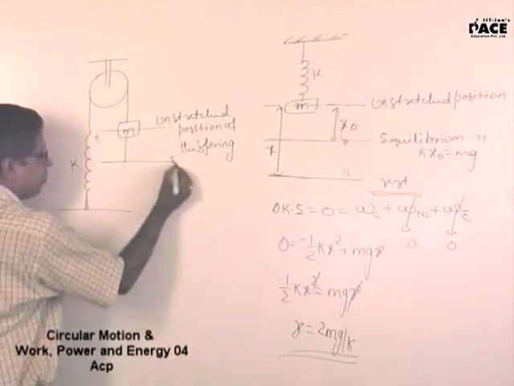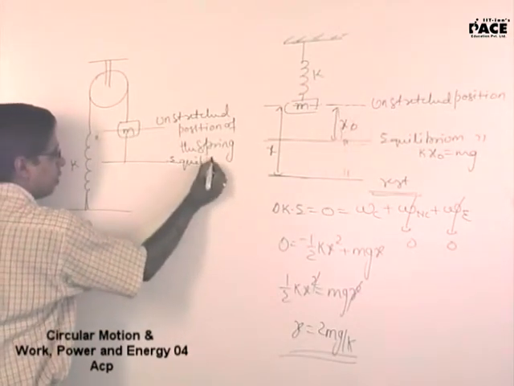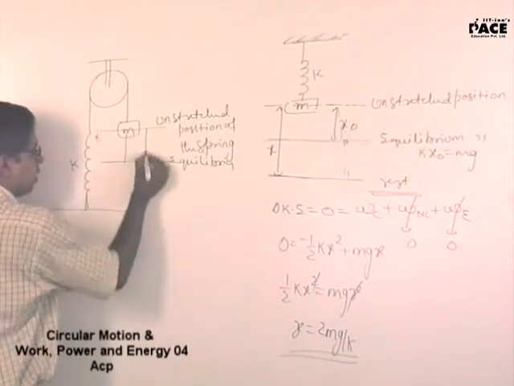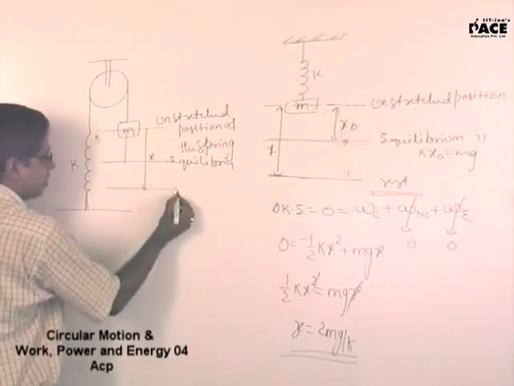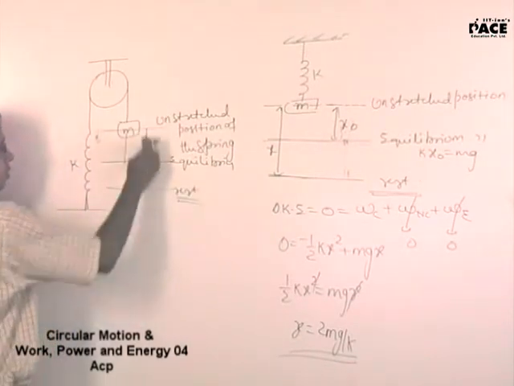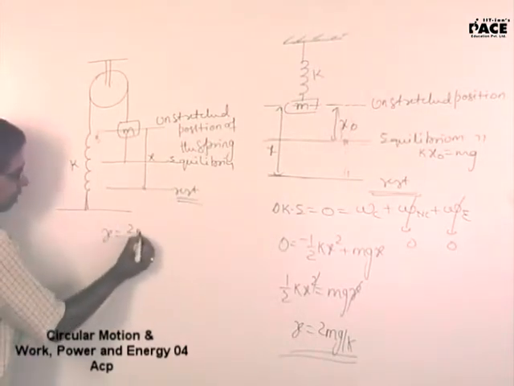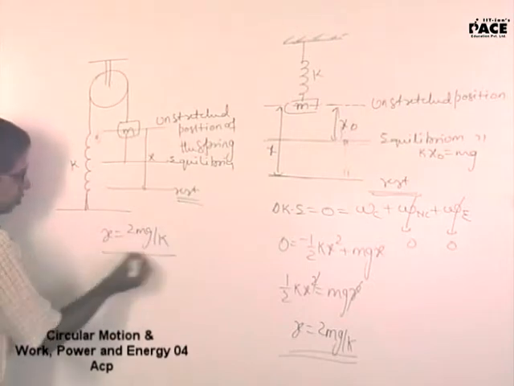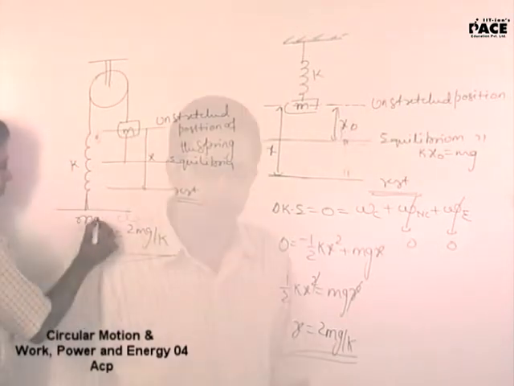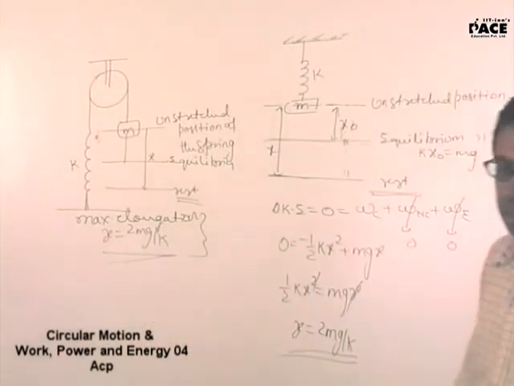This will be the equilibrium position. And this will be the value of x for which it will come to rest. So loss in potential, the equation is the same. x will be equal to 2mg by k. This will be the maximum elongation. Yes, sir. And always say only yes, sir.